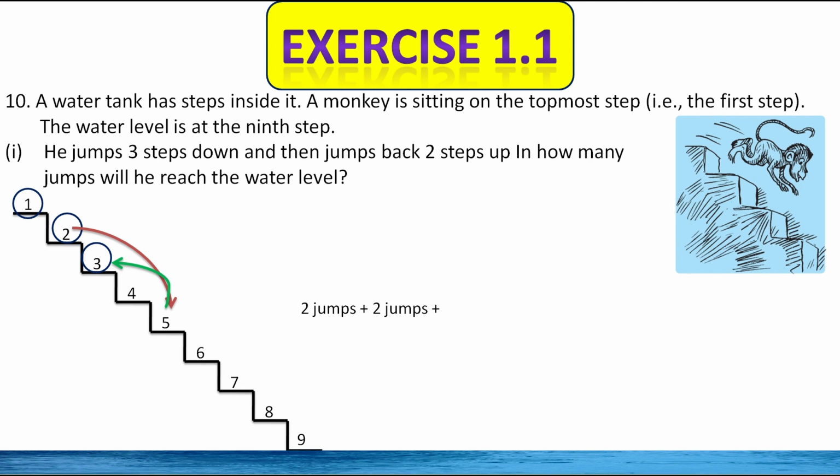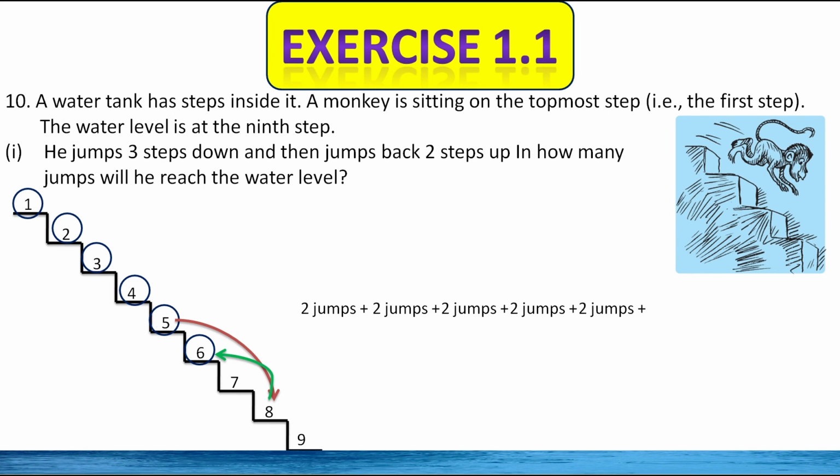Okay. Now again from 3, he jumps 3 steps down and comes back 2 steps up, and then he reaches the fourth step. So to come to the fourth step, he again jumps 2 times. So again from 4, he jumps to 7 and comes back 2 steps up. So he reached the 5th step. To come to the 5th step, he again jumps 2 times. Okay. Now from the 5th, he again jumps 3 steps down and comes back 2 steps up. So he reached the 6th step. To come to the 6th step, he again jumps 2 times.